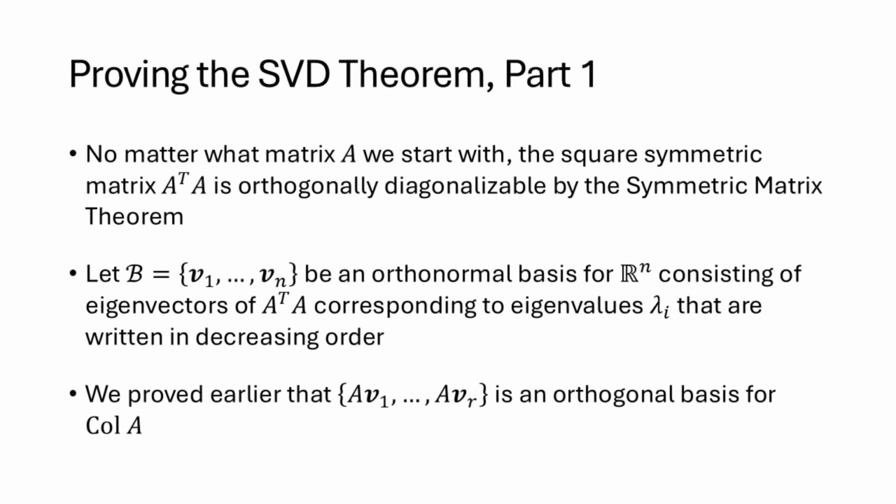Remember, no matter what matrix A we start with, the square symmetric matrix A transpose A is orthogonally diagonalizable by the symmetric matrix theorem. So just like we did in the previous theorem, we'll define script B to be v1 through vn, and that's going to be an orthonormal basis for Rn, consisting of eigenvectors of A transpose A, corresponding to eigenvalues lambda i that are written in decreasing order. And we proved earlier that the set containing Av1 through Avr is an orthogonal basis for the column space of A.